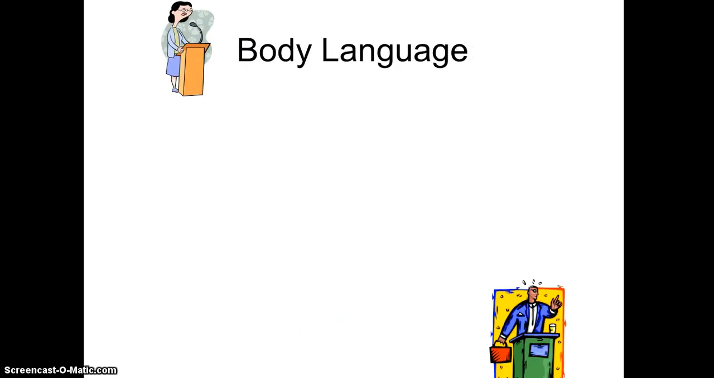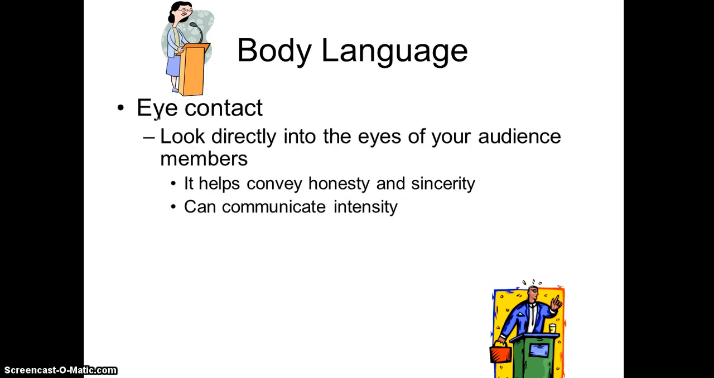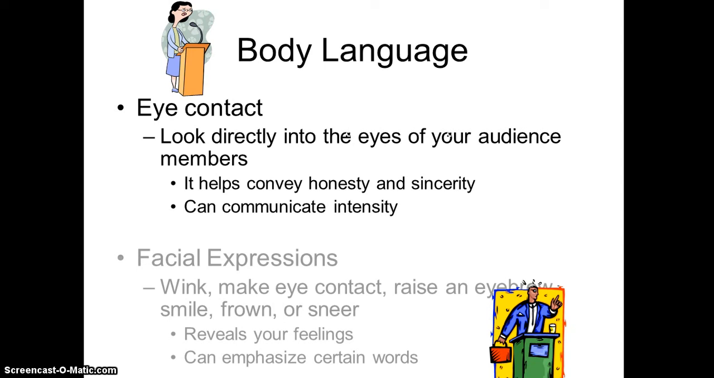Okay, now this is one of the most important things I think you can address through giving a speech: body language. Make sure you're making eye contact with your audience. If that makes you nervous, you could just scan the room and look at people themselves, or if you're really nervous, look at their foreheads. It helps convey honesty and sincerity and is more conversational. It makes your audience feel like they're having a one-to-one conversation with you rather than just reading. And it also can communicate intensity and emotion and passion.